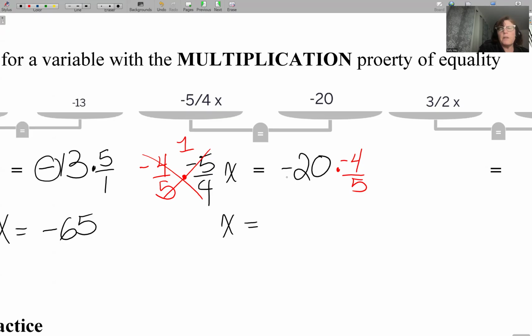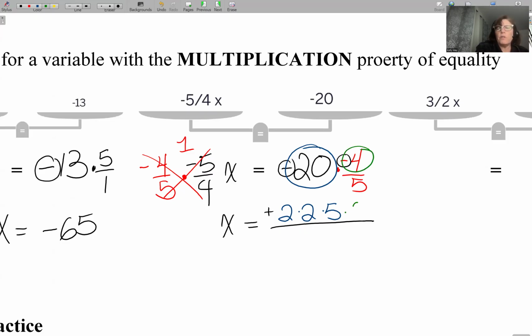Okay, this negative times a negative, you know it's positive, and now I'm going to prime factor this so you can reduce it. 20, if you look at your prime factor table, that's going to be 4 times 5. And then prime factor, 4 is 2 times 2. Down below, I have a 5. So the 5's cancel. 2 times 2 is 4, times 2 again is 8, times 2 again is 16.